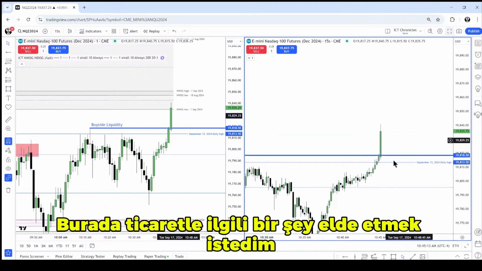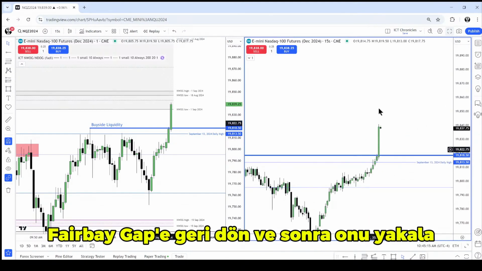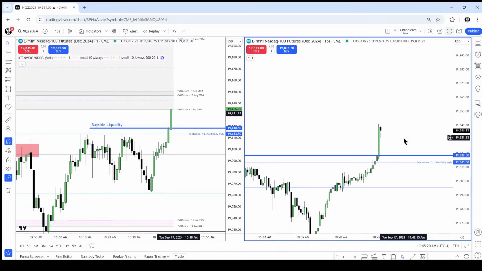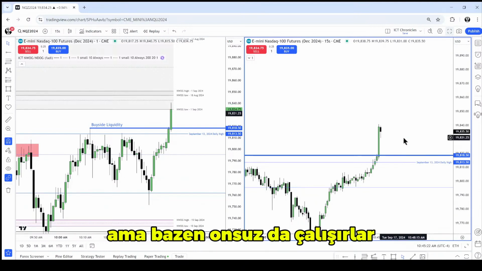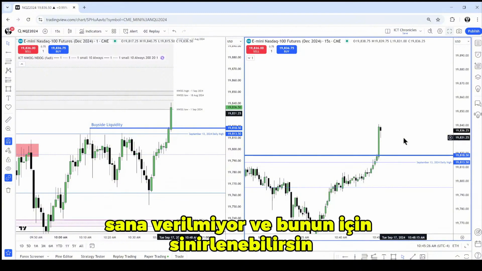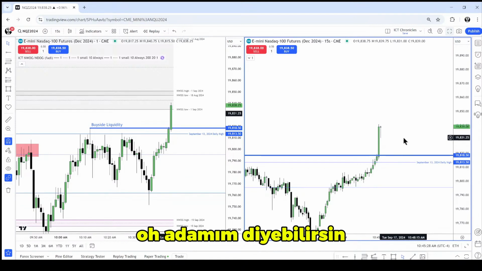I wanted to get something in here where it traded back into a fair value gap and then catch that. So you guys would be like, what the hell? He did it again. But sometimes they'll run without it, and the fair value gap just isn't given to you. And you can get mad about it. You can say, oh man, I missed that move.